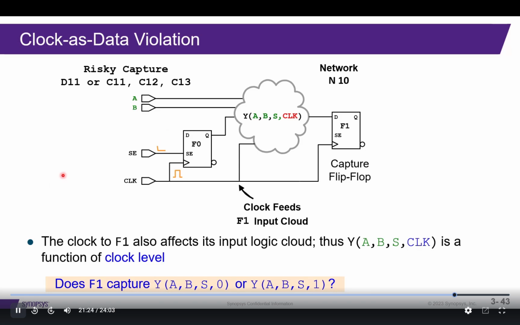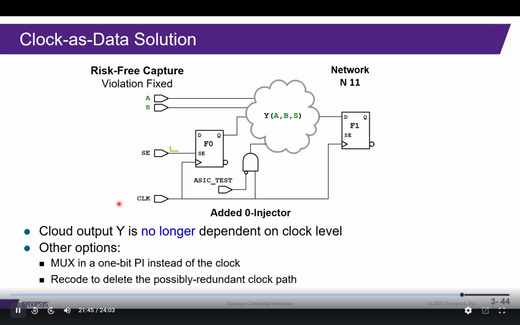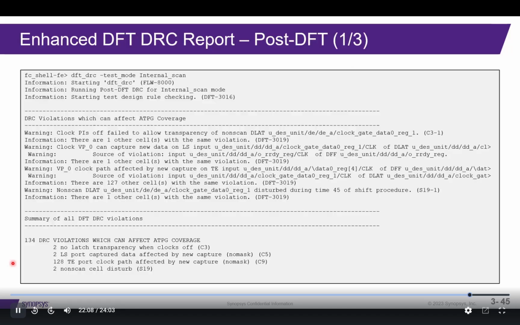Here's an example of a clock as data violation. If a clock is also driving this cloud of logic, then there's no predictable way to say what F1 captured. Does it capture the clock at 0 or 1? The solution to this clock as data situation is to add a gating to the clock controlled by a test mode signal. Another option possibly is to recode your logic to delete this possibly redundant clock path.